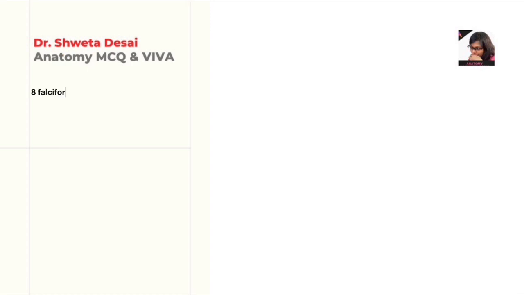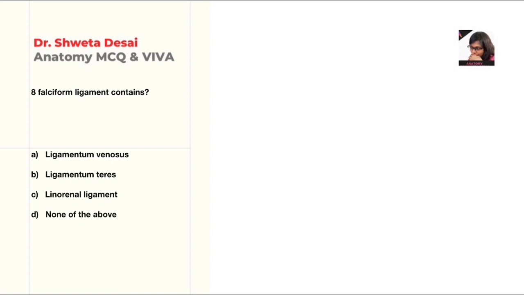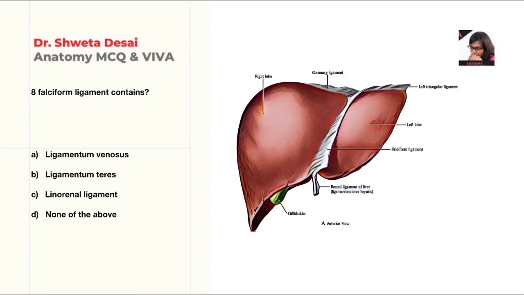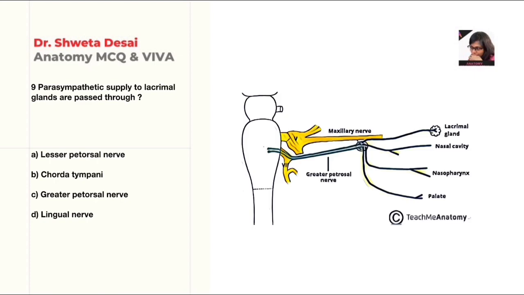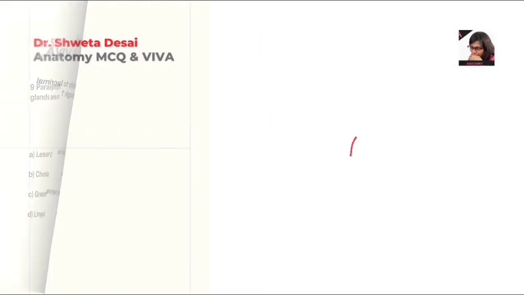Next question, question number 8. Falciform ligament contains. Options are A, ligamentum venosum, B, ligamentum teres, C, lienorenal ligament or D, none of the above. So the correct answer is B, ligamentum teres. Next question, question number 9. Parasympathetic supply to lacrimal glands are passed through lesser petrosal nerve, chorda tympani, greater petrosal nerve or lingual nerve? Here the correct answer is C, greater petrosal nerve.